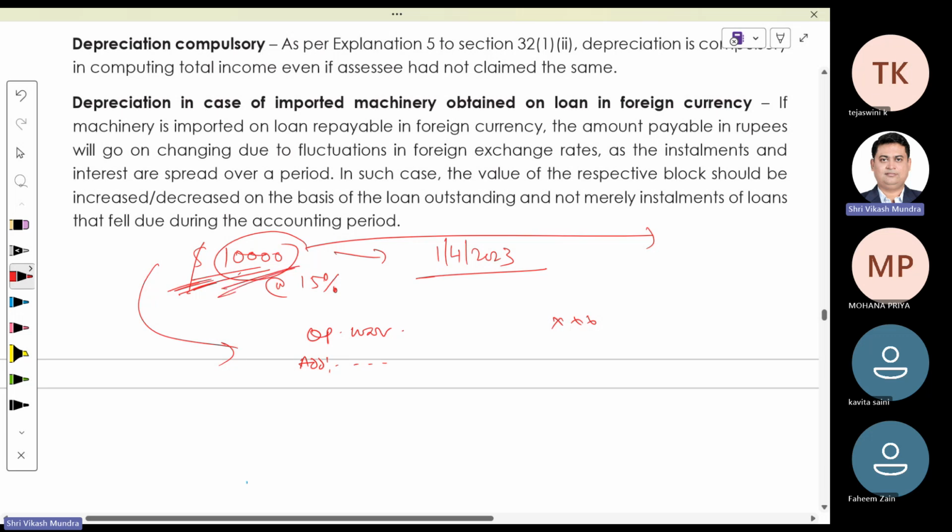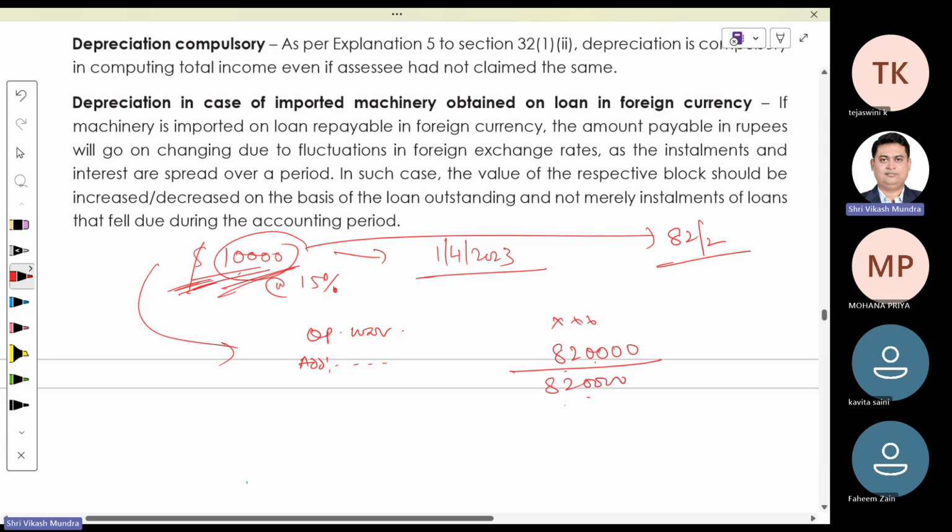Say this asset was bought by me on credit, or we did not pay money for it, or I borrowed money in foreign currency for the acquisition of this asset. Say as on the receipt of this machine, the exchange rate was 82. So I bought this machine as an addition for rupees 8 lakh 20,000. So the total value is 8 lakh 20,000.